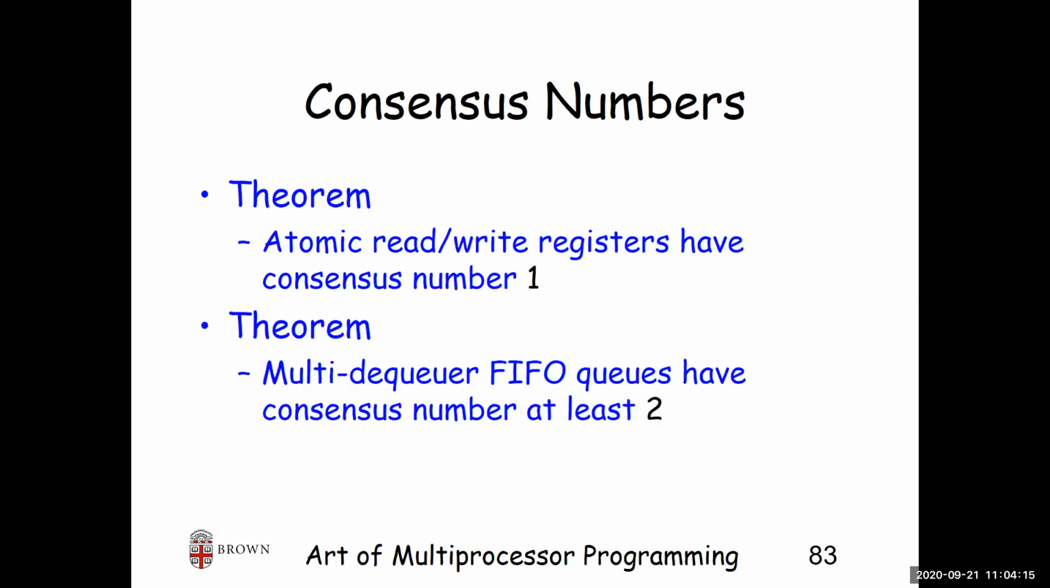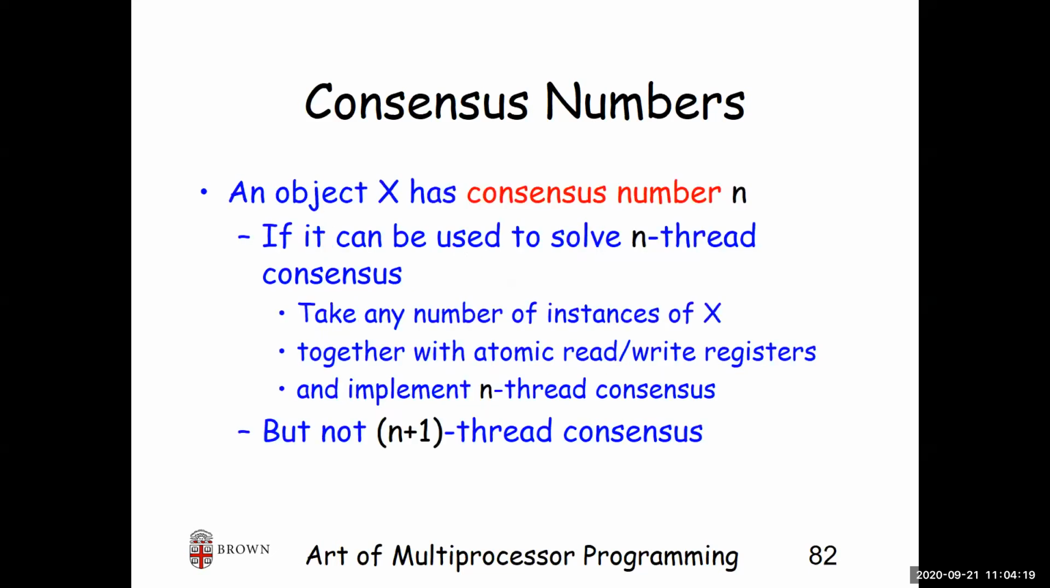I think I may have missed this, but what is the n plus one thread consensus? What's the difference between that and n thread? Well, we implemented a two-thread consensus with our queue, right? Yeah. But we did not implement the three-thread consensus. Okay, so we've shown that queue can build a two-thread consensus, but we can't build a three-thread consensus that way.